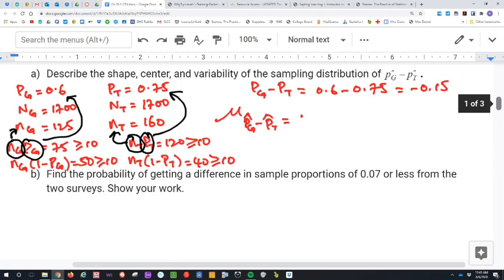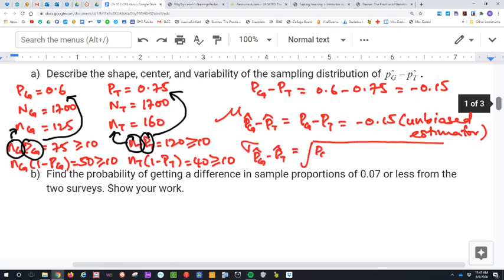Then to find the mean of the sampling distribution of the difference of two samples, it equals the same thing, PG minus PT. Why? Because it's an unbiased estimator, right? We have to use just the same mean, the difference of two means. How about standard deviation?